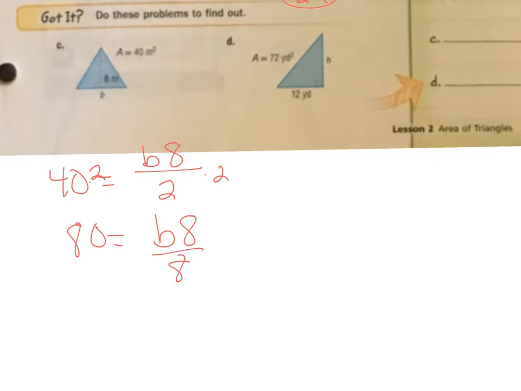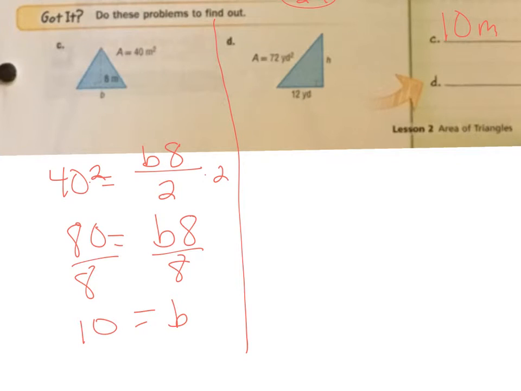Okay, C. Area equals 40 equals base times height divided by 2. I don't have my base, but I do have my height. It's a little foggy to see, a little fuzzy, but it looks like that is 8, which it is, and I divide that by 2. So now I got to get rid of this 2, times 2 times 2. 80 equals b times 8, divide each by 8, b equals 10. Okay, so my base is 10 meters.